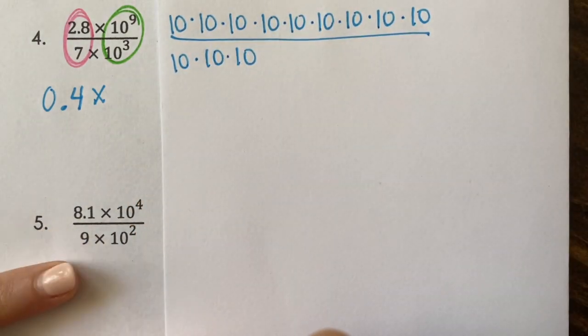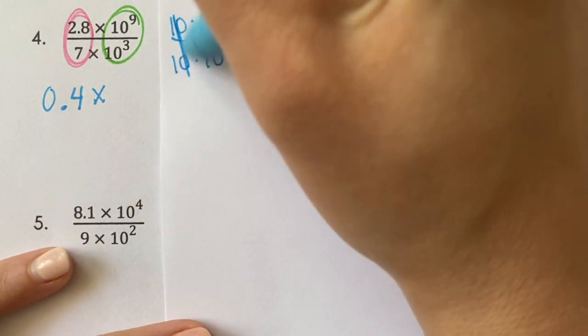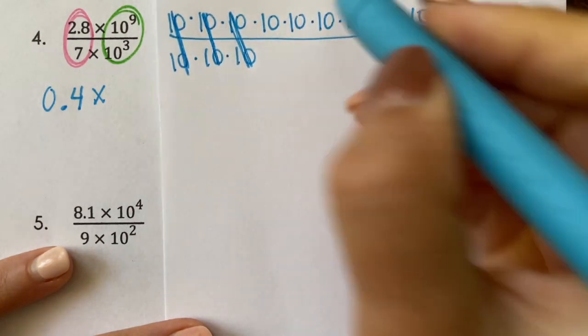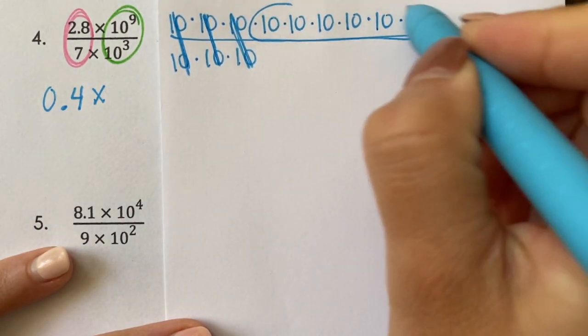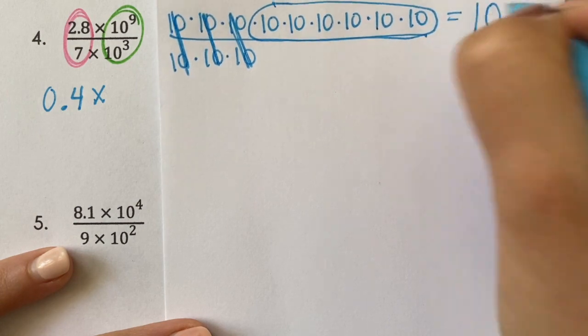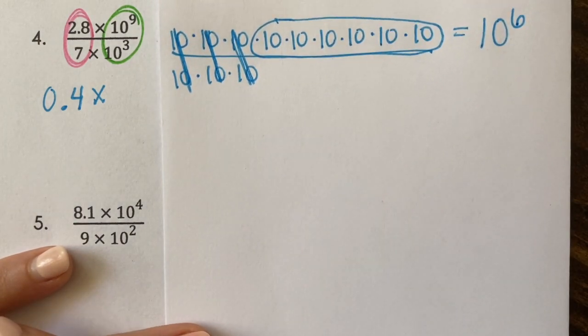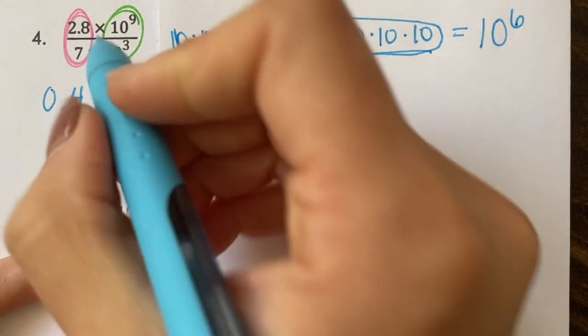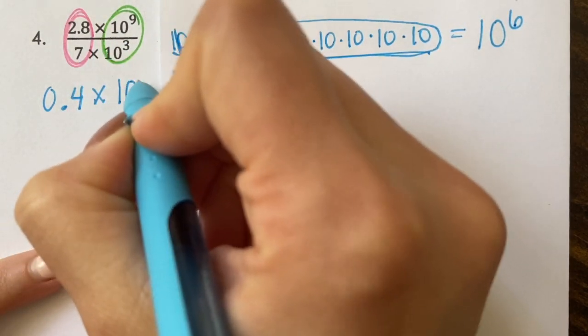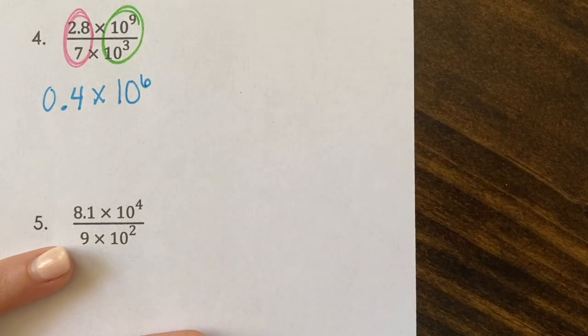To divide, you cancel out all your pairs, and you should be left with 6 10s on the top. So that is 10 to the 6th power. That's one way you can do it. So then you would write right under here, because that's the answer to that part, 10 to the 6th power.